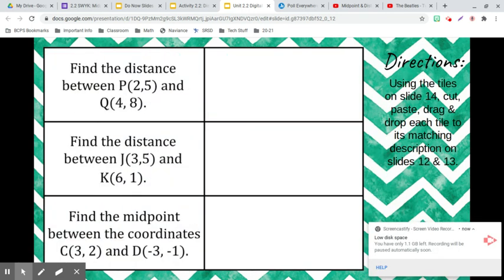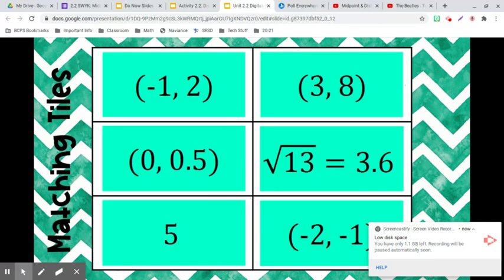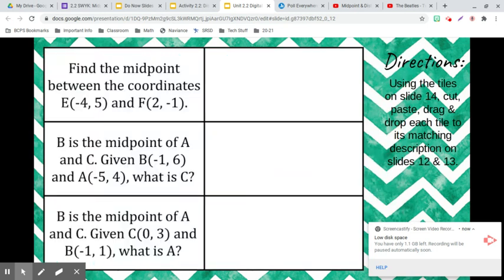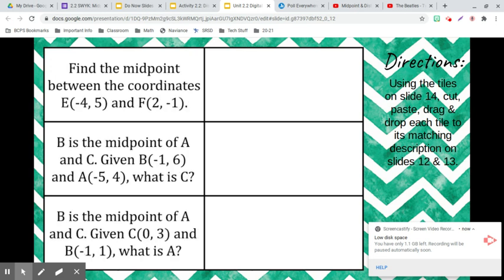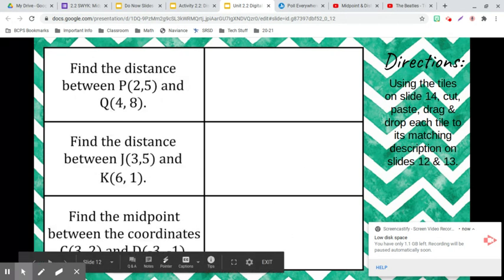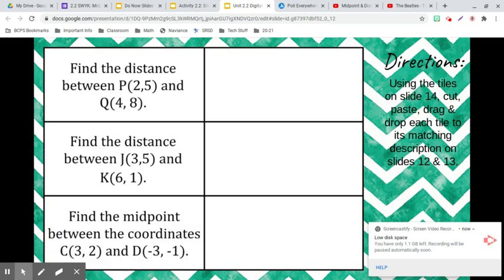So whenever you find an answer to one of these questions, you're going to come to the answer tile. You're going to cut, and then you're going to paste it into whichever corresponding tile works for you. All right, let's do one distance and one midpoint, and then I'm going to set you off on your own to finish these up.